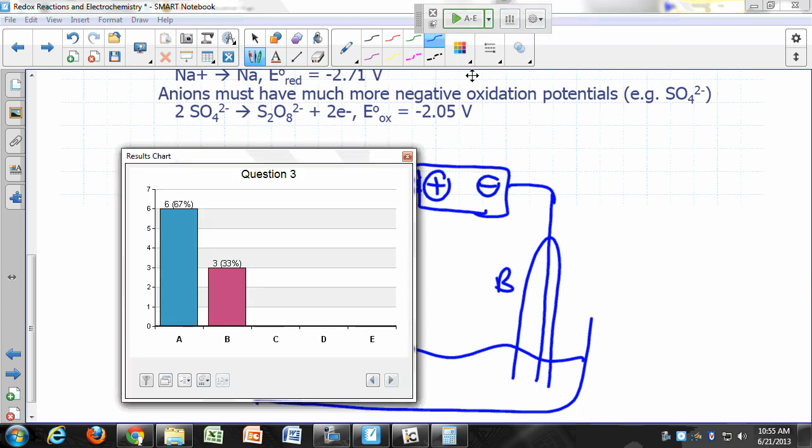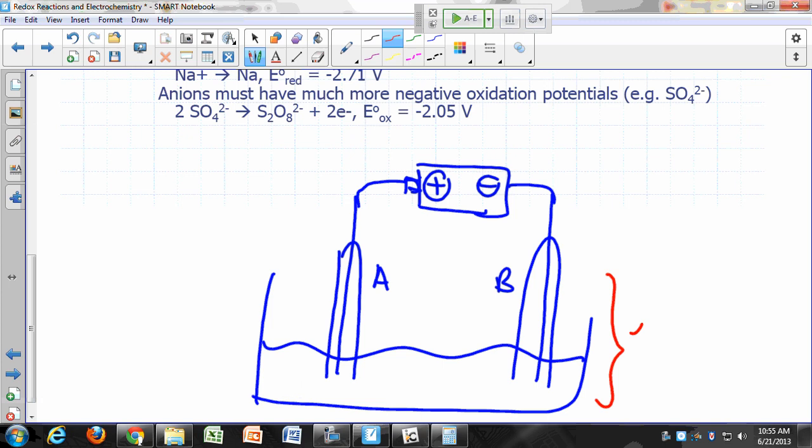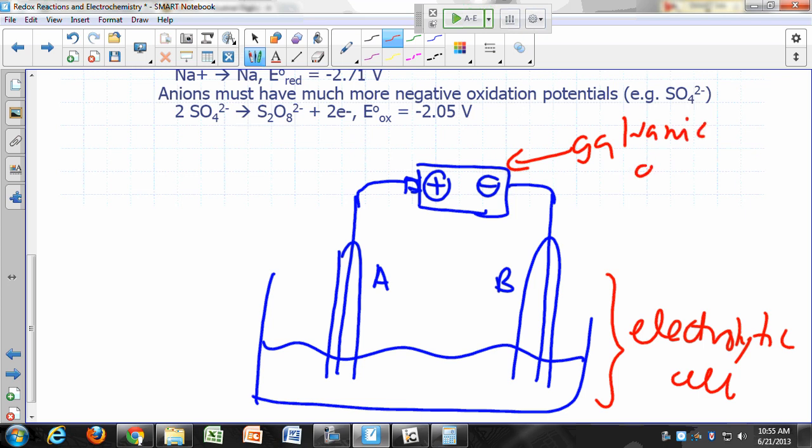Correct answer. The anode in an electrolytic cell is positive, okay? Right here, this is your electrolytic cell. This is a galvanic cell. You hook it up to a galvanic cell if you want to cause electrolysis to occur, so you want to cause a non-spontaneous reaction to occur. The positive end here is your anode, and the negative here is your cathode.